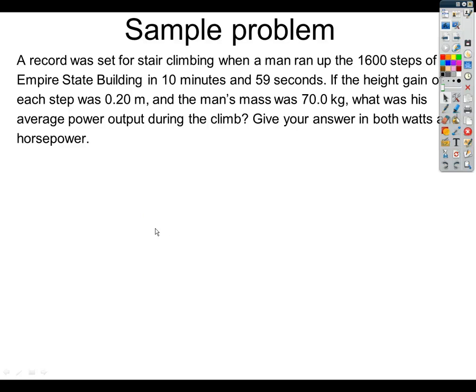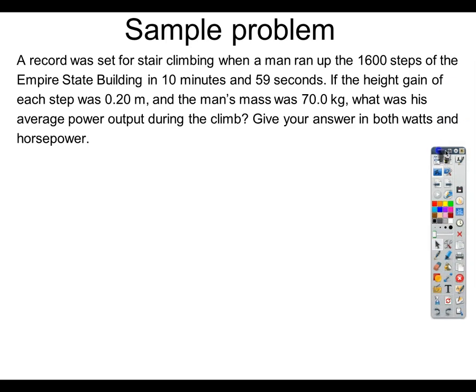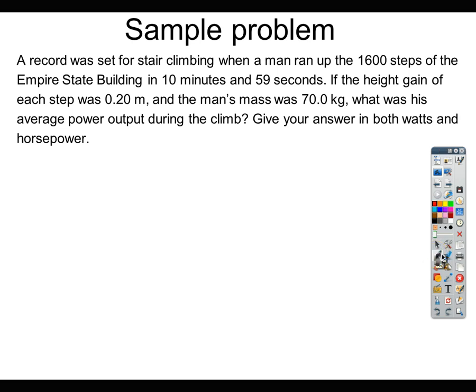This is the first power example problem that you have. It says a record was set for stair climbing when a man ran up the 1,600 steps of the Empire State Building in 10 minutes and 59 seconds. If the height gain of each step was 0.2 meters and the man's mass was 70 kilograms, they want to know what was his average power output during the climb, and they want you to give your answer in both watts and horsepower, hence why we need to know the conversion between the two.